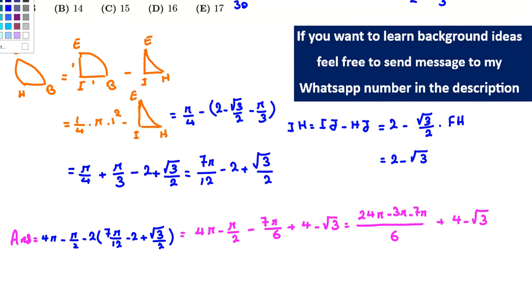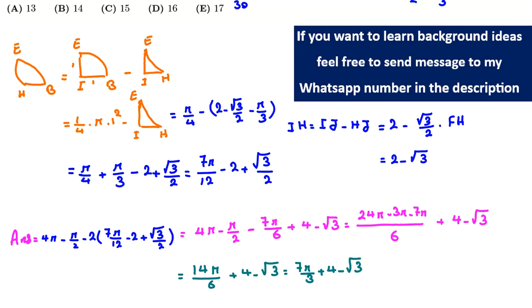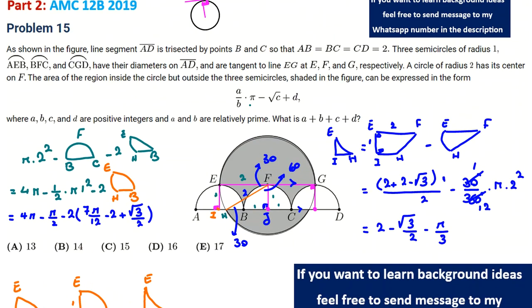Okay. Let's simplify more. 24 minus 3, 21. 21 minus 7, 14. 14 pi over 6 plus 4 minus root 3. If you simplify, it will be 7 pi over 3 plus 4 minus root 3. Now, the problem wants what? It says we can write it like this, a over b pi minus root c plus d, and a and b should be relatively prime. Yes, a and b relatively prime.